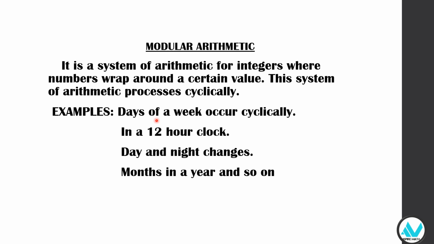How? Let me take from Sunday. Sunday, Monday, Tuesday, Wednesday, Thursday, Friday, Saturday, Sunday, Monday, it goes on. Now in a 12-hour clock, 1, 2, 3, 4, it goes on up to 12, and for the 13th hour, it goes from 1, and for the 14th, it goes on 2, like that. And day and night and day and night, it goes on cyclically. Now this system of wrapping around a certain value, we call modular arithmetic.